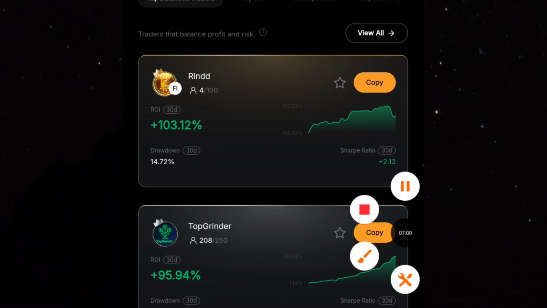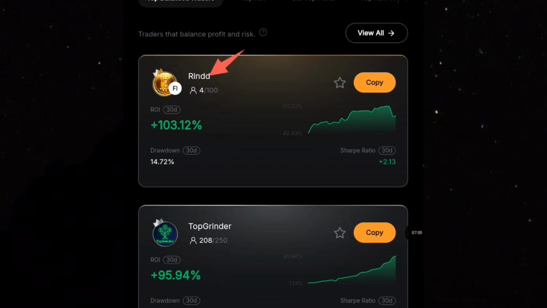So this guy's name is Rind. He's the first trader under top balanced traders. But the reason why I will not copy this guy is because only 4 people are copying him, 4 out of 100. I think it's not cool. You can see his ROI is big, which means this guy has made about 103% in the last 30 days. But only 4 people are copying him, and I just think it's a red flag. So I don't even bother myself.